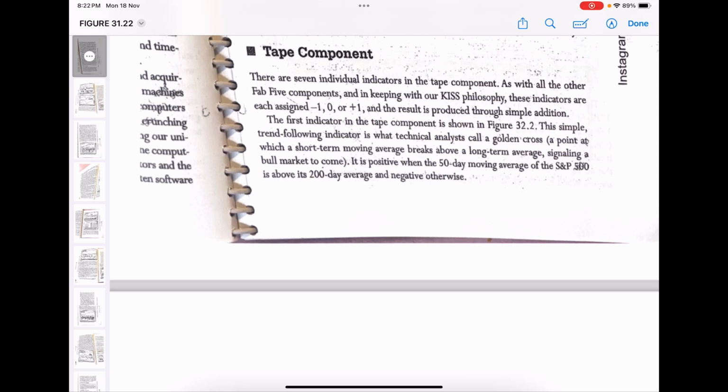The simple trend following indicator is what technical analysts call a golden cross.